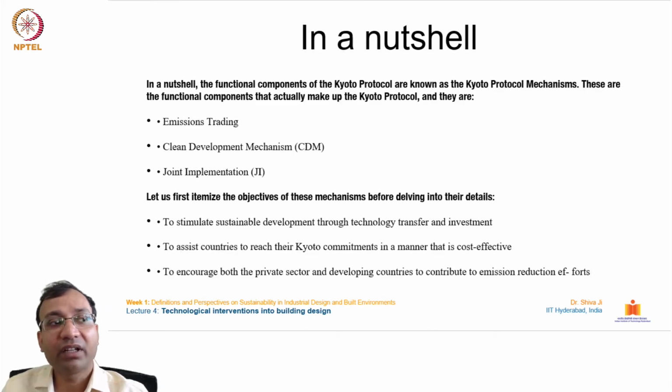So, in a nutshell, the functional components of the Kyoto Protocol are known as the Kyoto Protocol mechanisms. These are the functional components that make up the Kyoto Protocol, and these are the following ones: emissions trading, clean development mechanism, joint implementation.